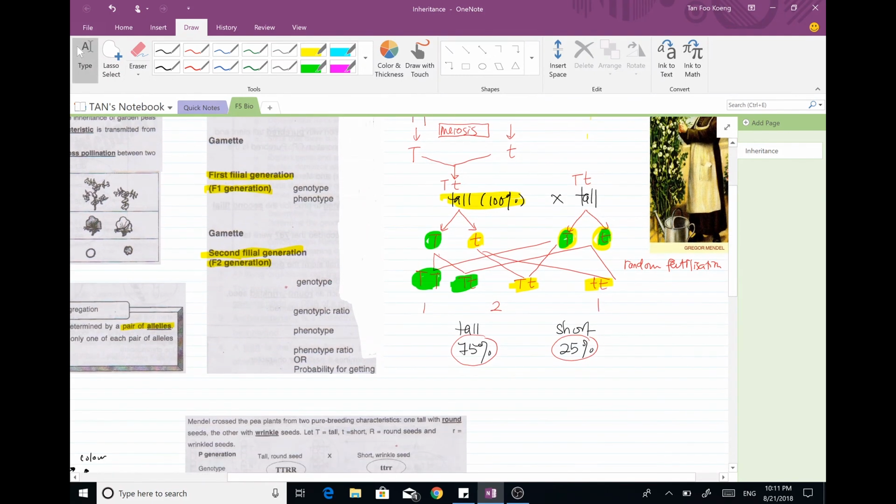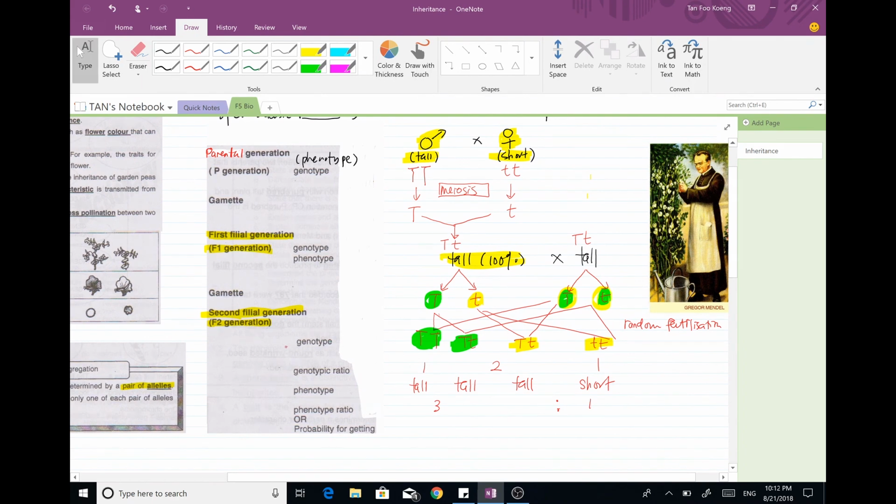And what would be their phenotype? Big T and big T will certainly give you a tall plant. And then big T and small t, the heterozygous, is also tall. And then this is a homozygous recessive plant, so that's why it is short. So if you compute their phenotypic ratio, you will discover that 3 out of 4 possibilities are tall. 3 out of 4 are tall. Only 1 out of 4 is short. Okay, so Mendel has solved the problem for us.